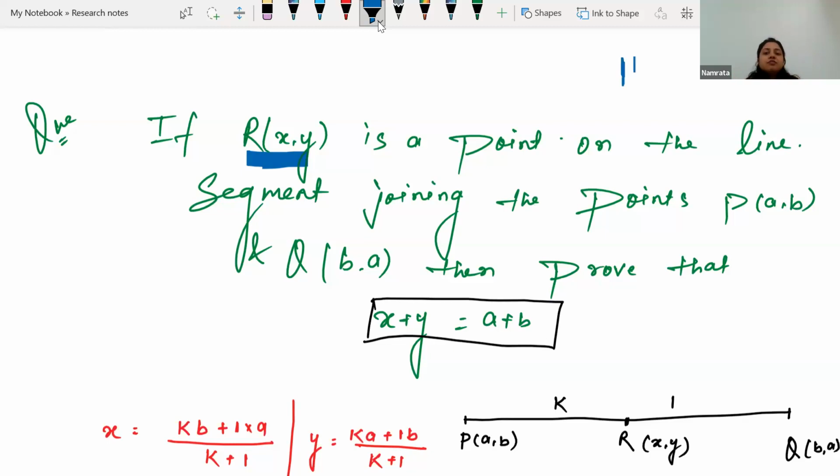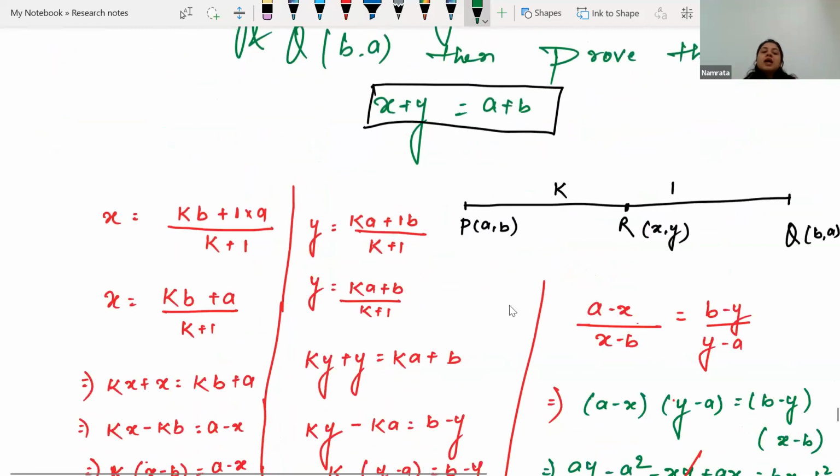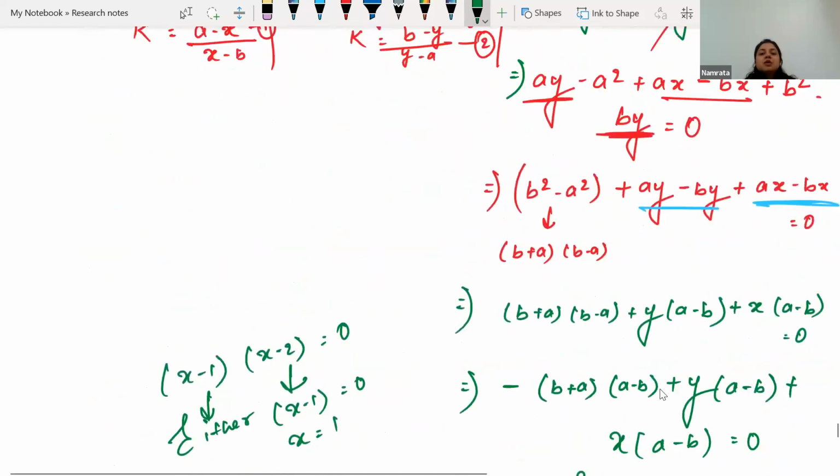If k is a fraction, let's say k is 2 by 3, then k is to 1 will also be a fraction only. So we don't have to worry about any other thing. Two variables, we are just avoiding that case. Then we are just using the section formula, and then we are writing both the cases in terms of k, and then we are comparing it. After doing the comparison, everything is all about simplification.